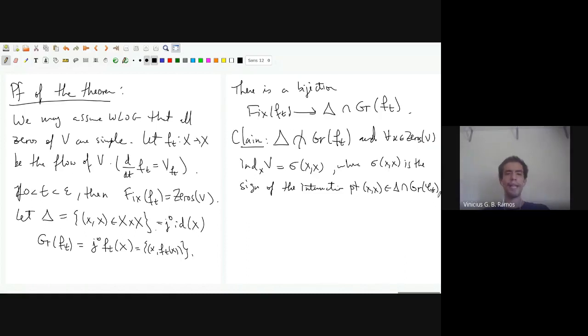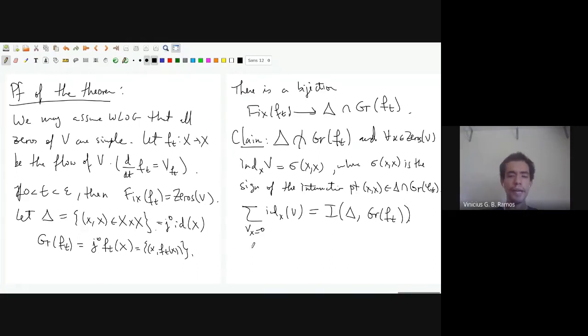But let's see why the claim is enough to prove the theorem. So now, I have a bijection between the set of zeros and this intersection. And I know that the index is just the sign. So it's either +1 or -1, depending on whether this intersection is plus or minus. So that implies that the sum of the indices for all the zeros is going to be the intersection number between the diagonal and the graph of f_t.